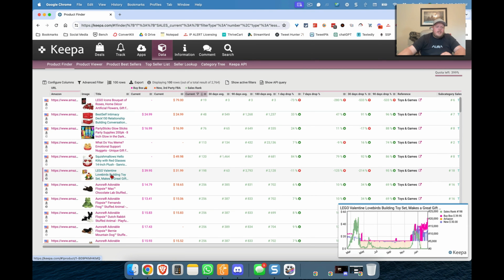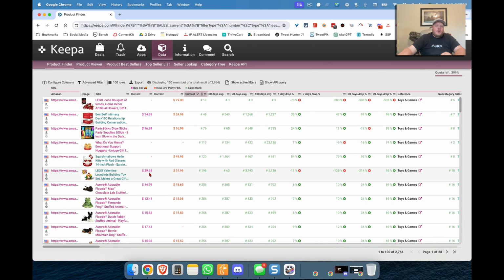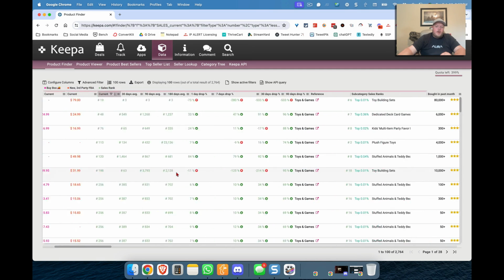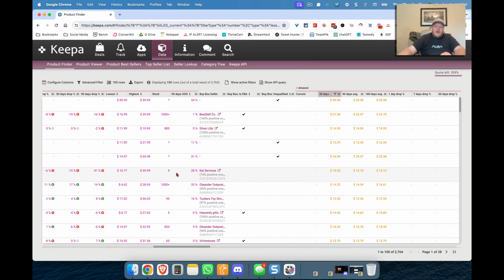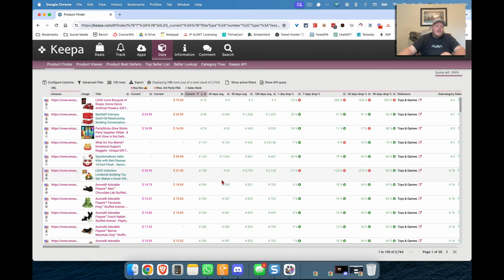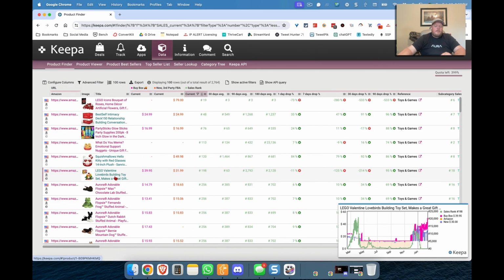But I'm going to go ahead and look at these Lego Valentine Lovebirds here. All right. $39.95 is what the current buy box is. The lowest new third-party FBA is at $31.99. And if we come over to Amazon, we can see their 30-day average price is $14.53. That is definitely enough spread for me to be able to make some money.